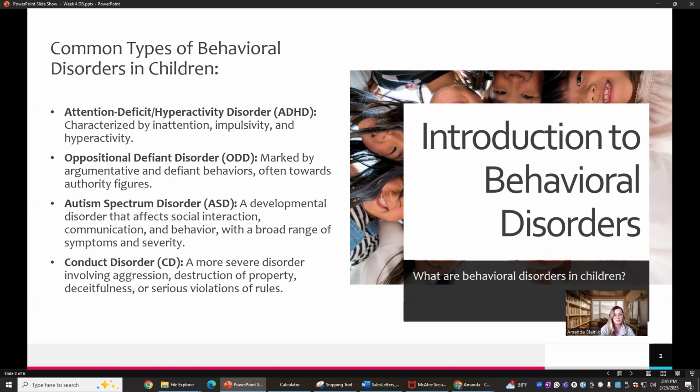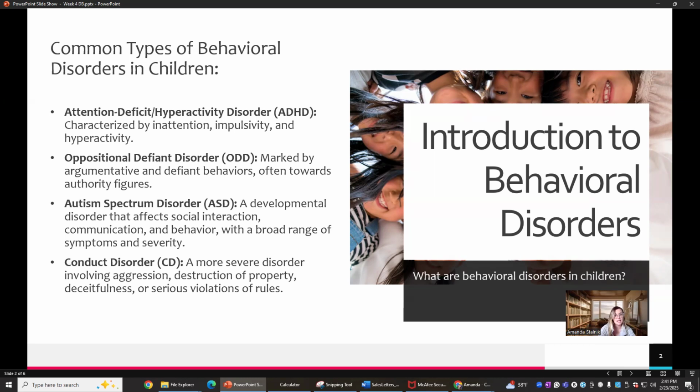ADHD is one of the most common behavioral disorders in children. It's characterized by symptoms such as inattention, hyperactivity, and impulsivity. Children with ADHD often have difficulty staying focused on tasks, following through on instructions, and sitting still. ODD is characterized by a pattern of angry or irritable mood, argumentative behavior, and vindictiveness. Children with ODD tend to argue with authority figures, defy rules, and intentionally annoy others.